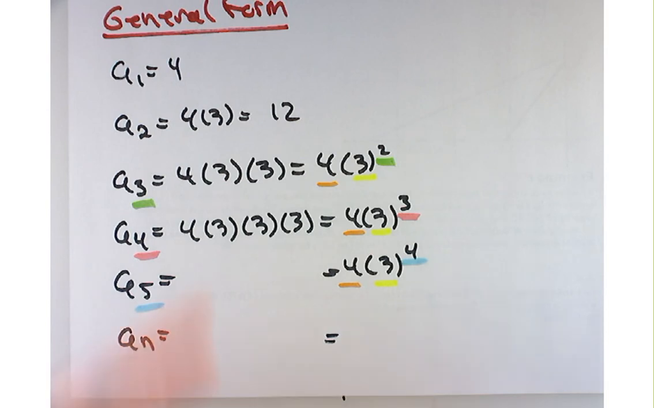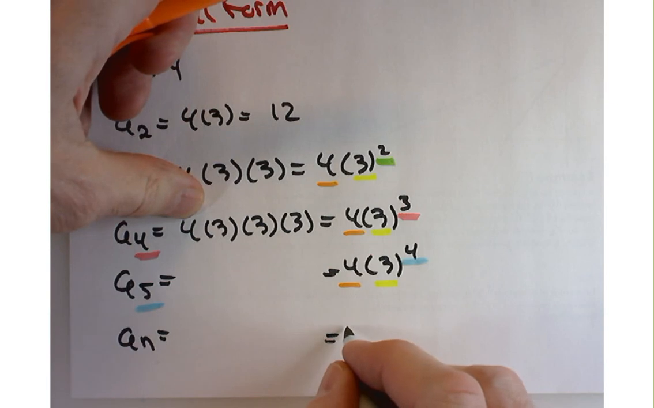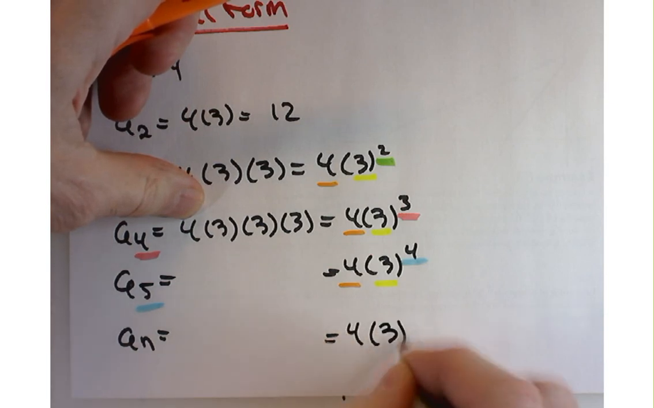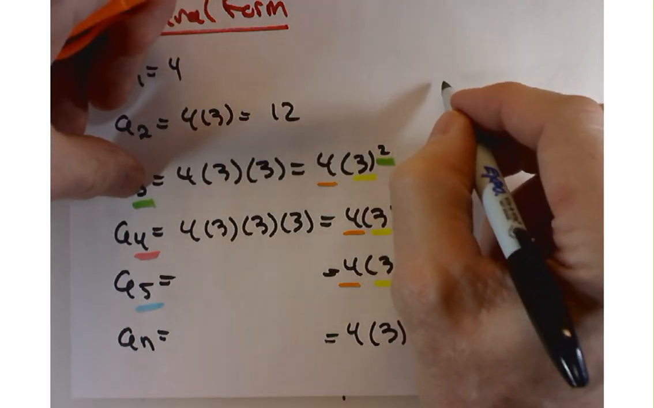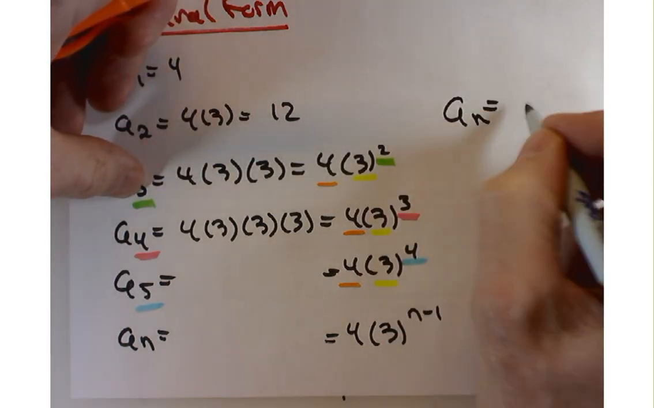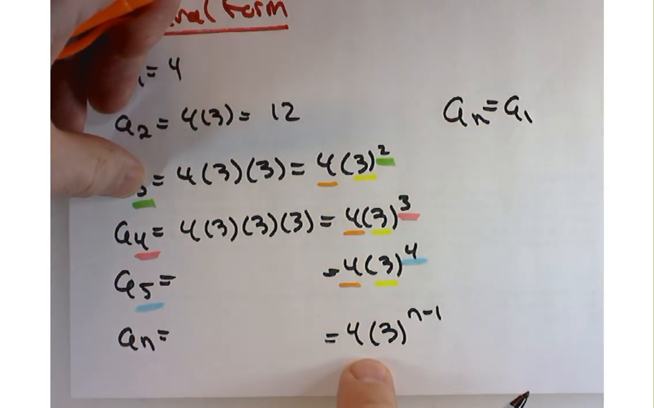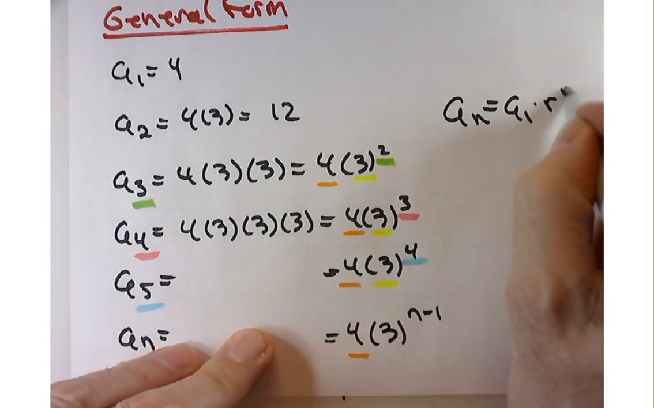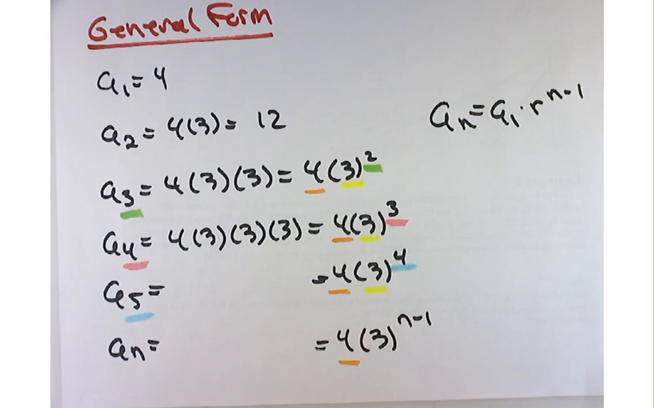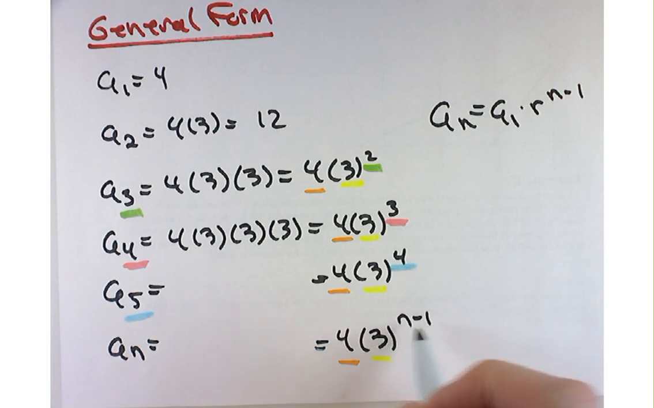Well done. Wow, that was more general than I expected. In this particular case, it's going to be 4 times 3 to the n minus 1. In general, a sub n is going to be a sub 1, your first term, times r to the n minus 1. So well done. Yeah, so those terms stayed the same. The only thing that's changing is n.